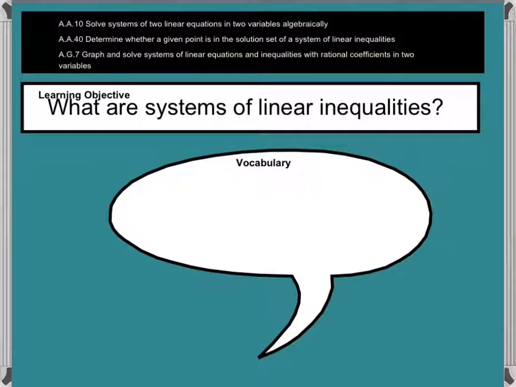Okay, today we're going to cover how we can solve systems of linear inequalities. This is going to play on the things that we learned yesterday about linear inequalities. And this covers three standards.